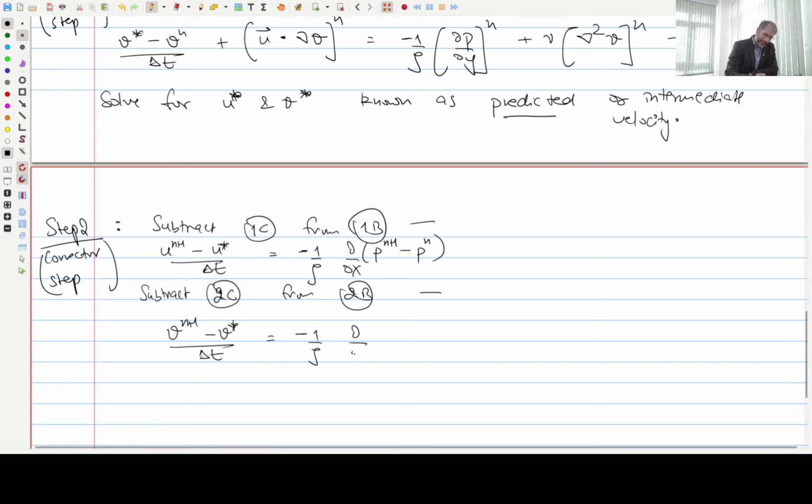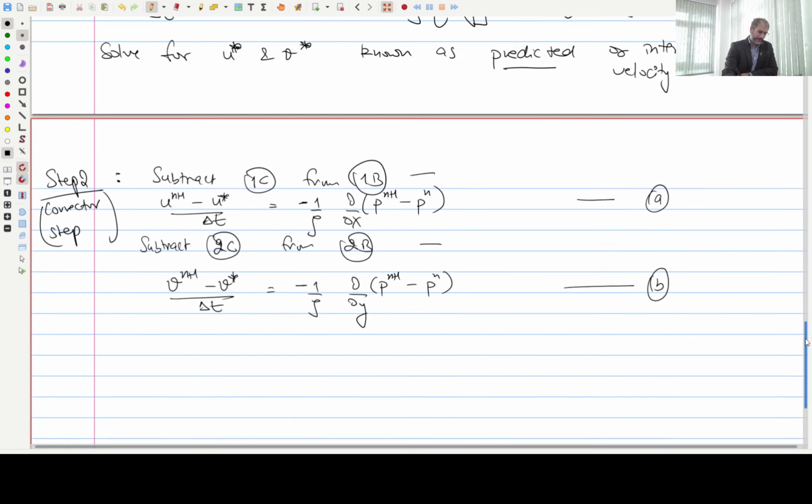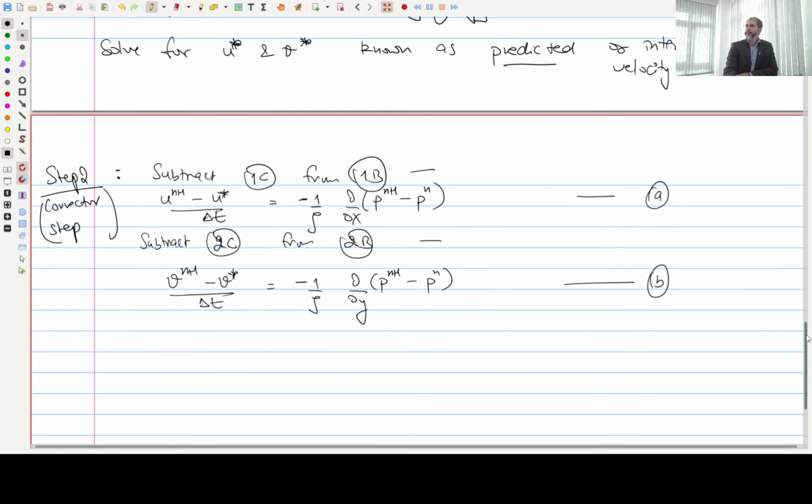So these are simply intermediate equations. We are not solving these equations. I have to give some labels to this. I'll call them small a and small b for these intermediate equations because I might need them for discussion. Is this clear?